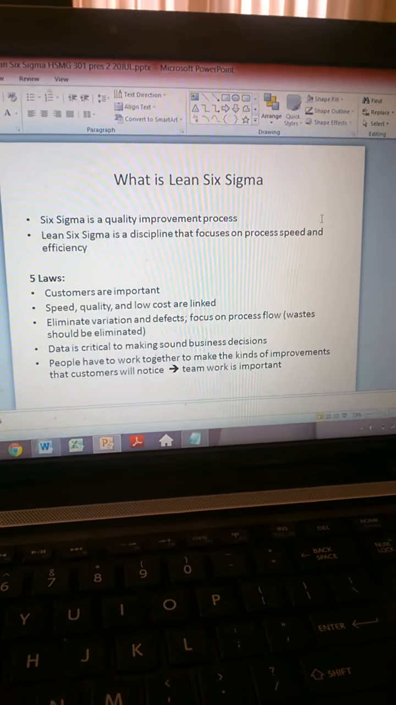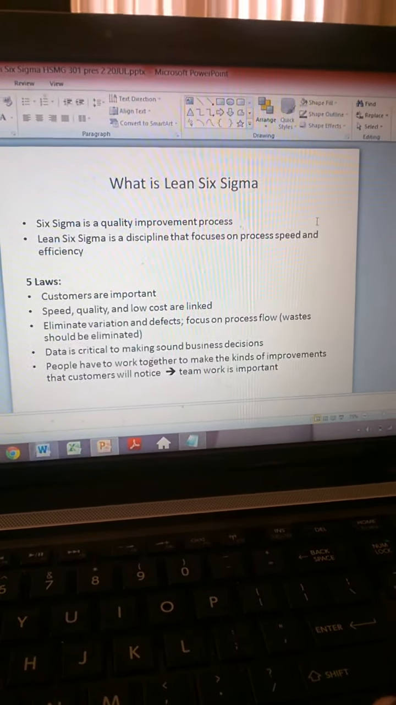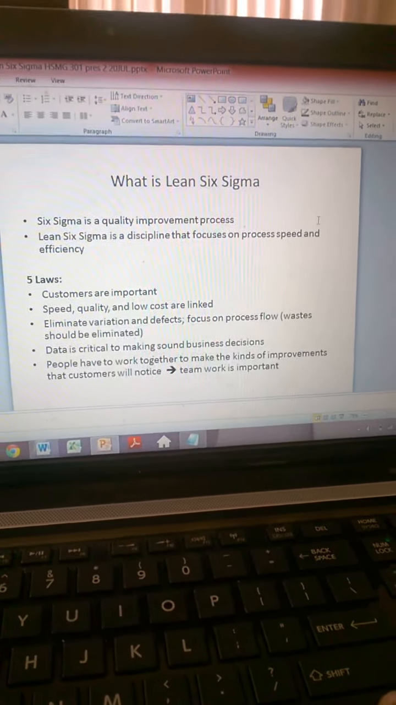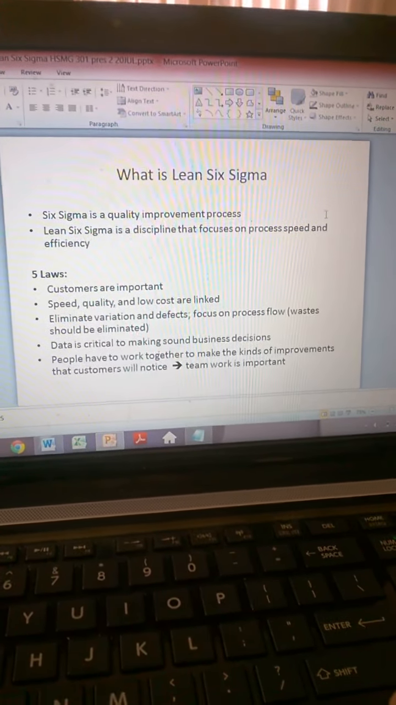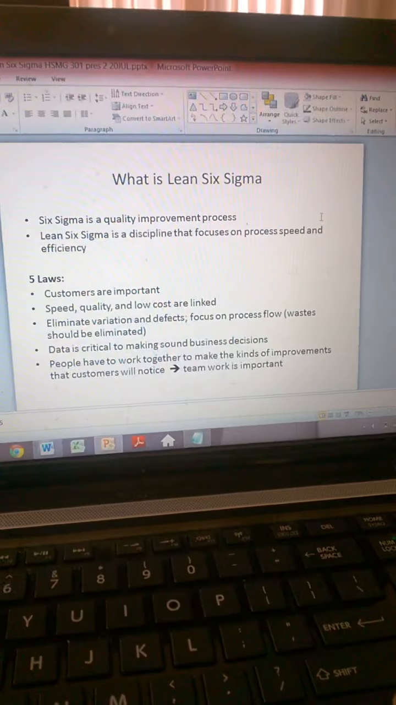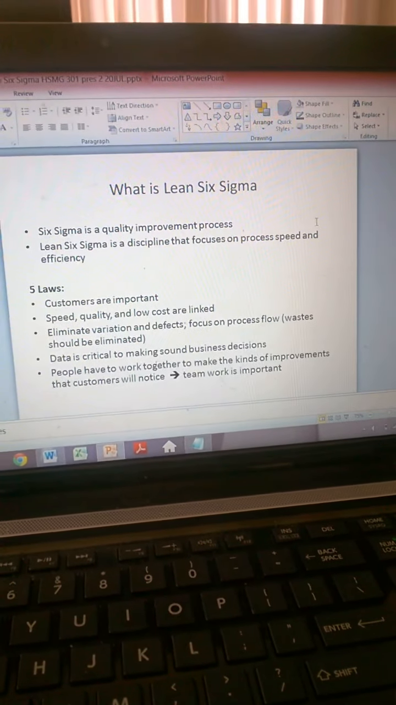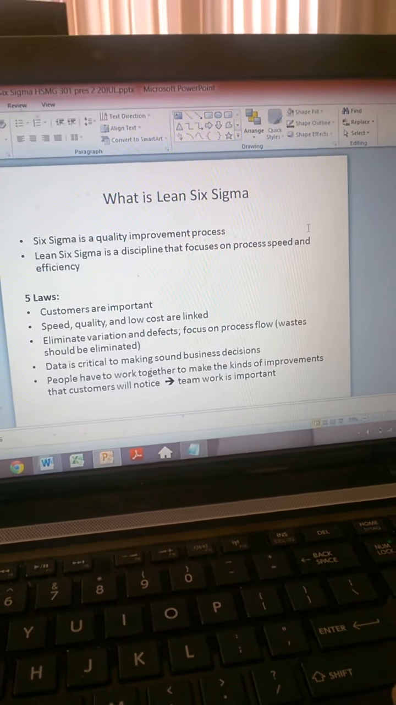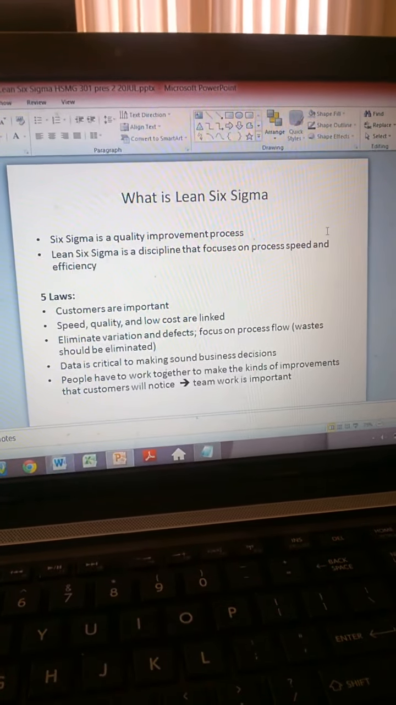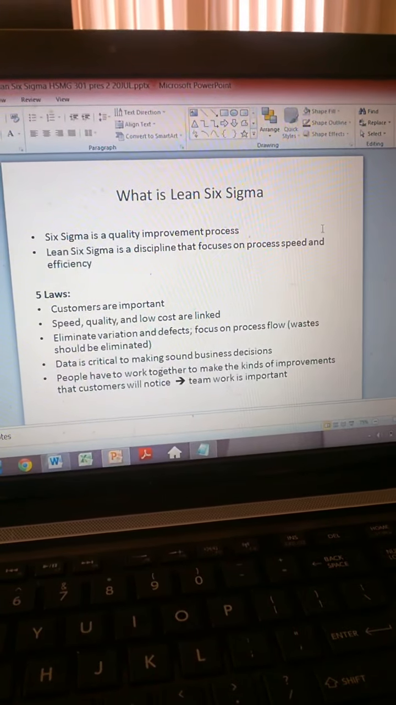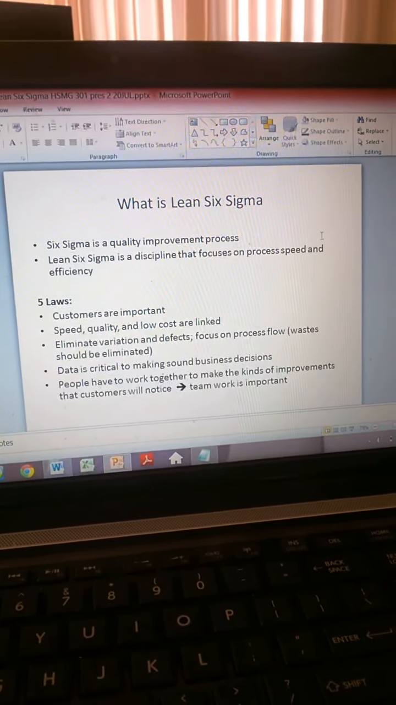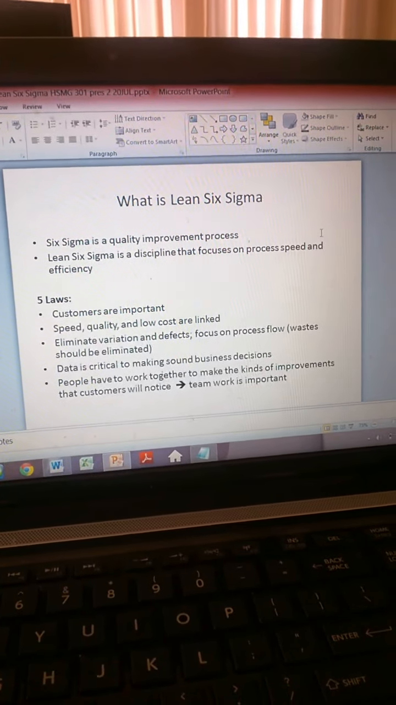What is Lean Six Sigma? Six Sigma is a quality improvement process. Lean Six Sigma is a discipline that focuses on process, speed, and efficiency. The five laws are: customers are important, speed, quality, and low cost are linked, eliminate variation and defects, focus on process flow, and waste should be eliminated. Data is critical to making sound business decisions. People have to work together to make the kinds of improvements that customers will notice. Teamwork is very important.